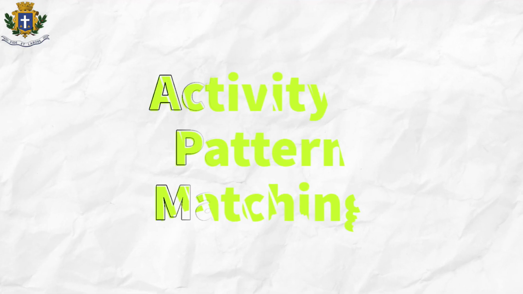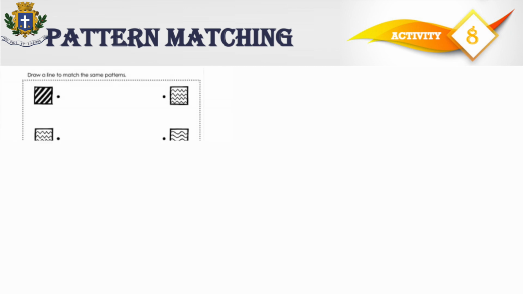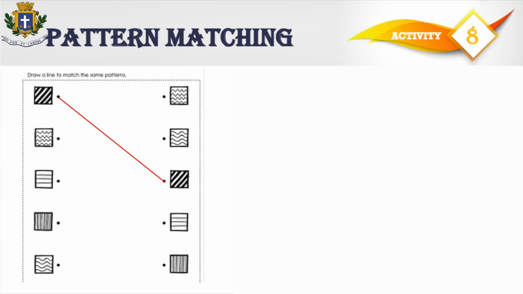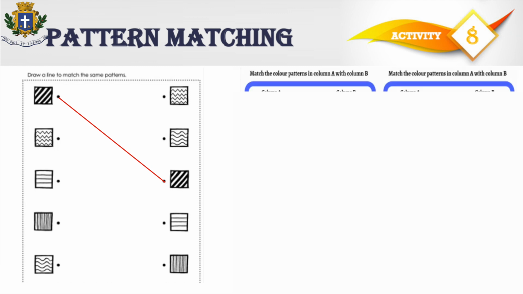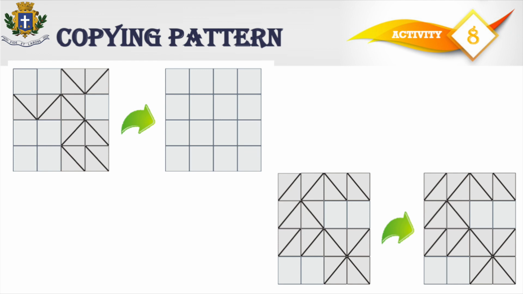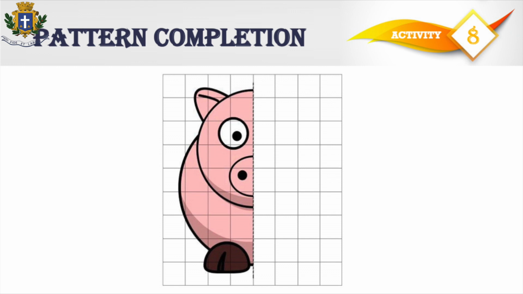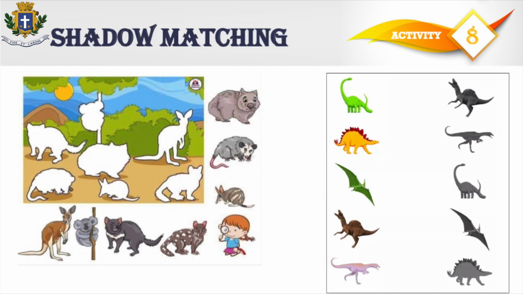My next activity is pattern matching, which is one of my personal favorites. This activity or game teaches the basic mental skill of matching or finding something that is the same. In the first worksheet, the child is asked to draw a line to match the same pattern. In the next activity, he or she may be asked to match the same color patterns. In this worksheet, the child may be asked to copy the pattern, and here the child is asked to complete the pattern, and here the child may be asked to match the shadow. All of these activities fall under pattern matching.